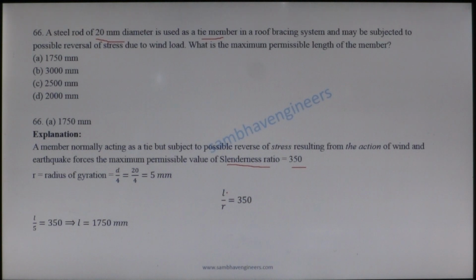Slenderness ratio is equal to L upon r, where r is the radius of gyration. For circular section, r is equal to D by 4, or root of I upon A, which is equal to 5 mm. So, we get L upon 5 is equal to 350, and the answer is L is equal to 1750 mm.